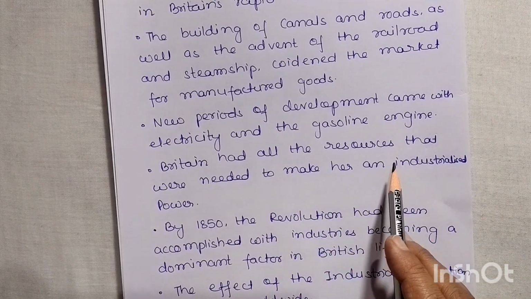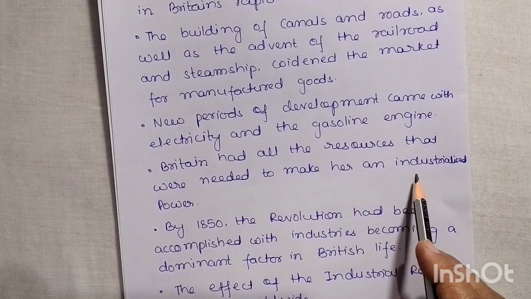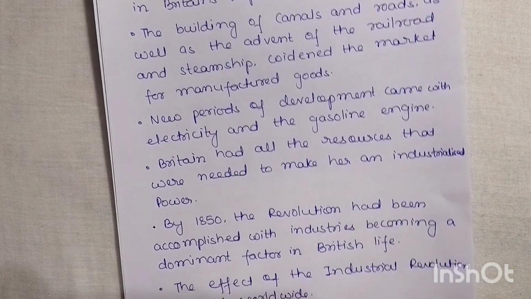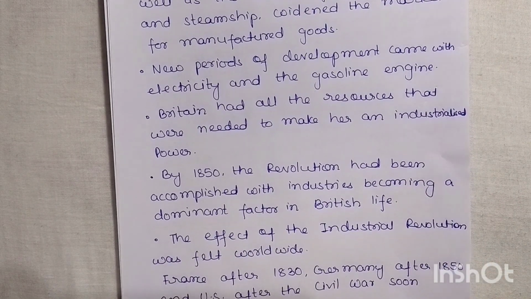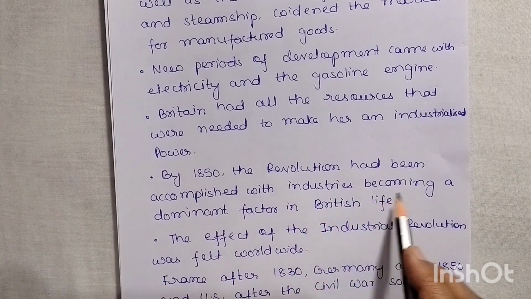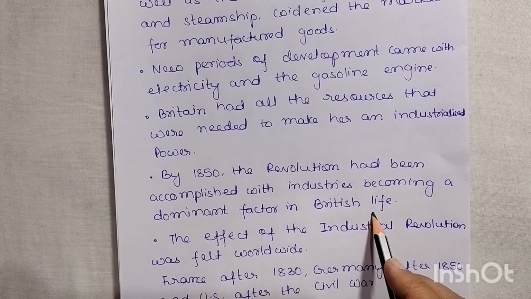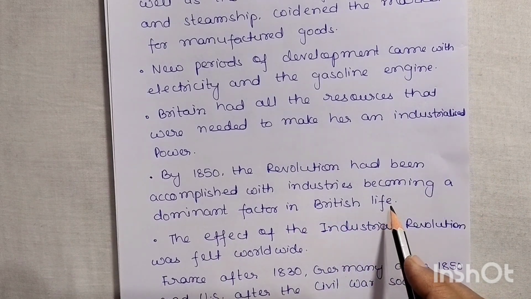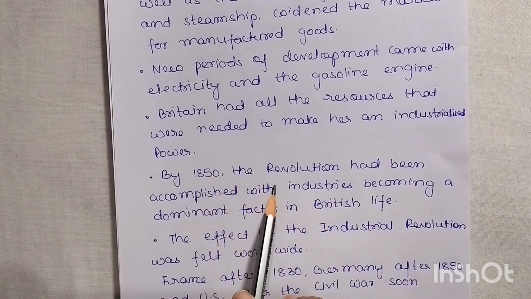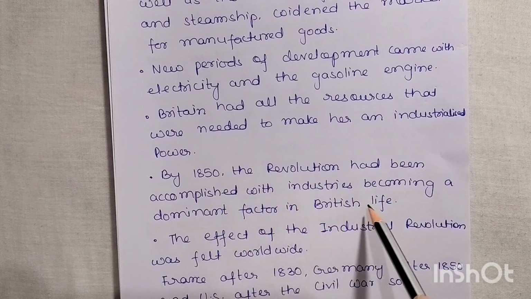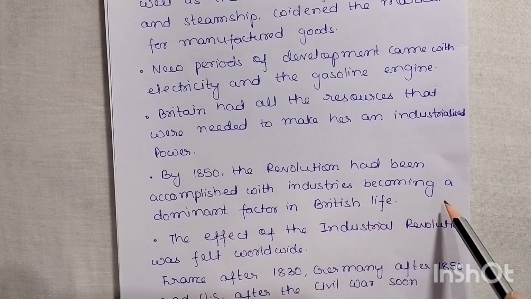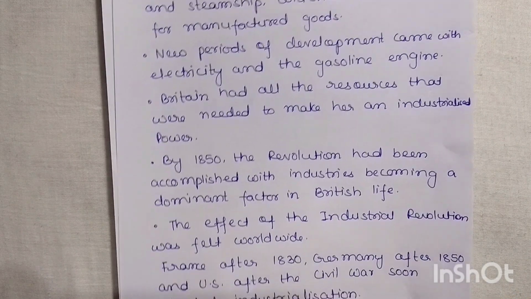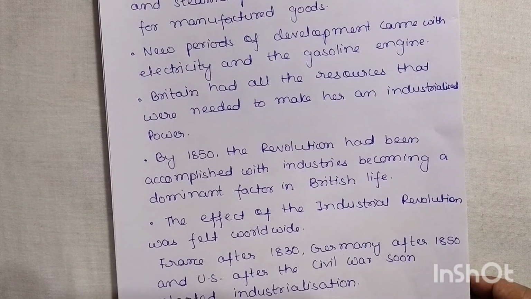Britain had all the resources that were needed to make her an industrialized power. By 1850, the revolution had been accomplished, with industries becoming a dominant factor in British life. Since it was full of resources, by 1850 the revolution was accomplished and industry had become a dominant factor in British life.